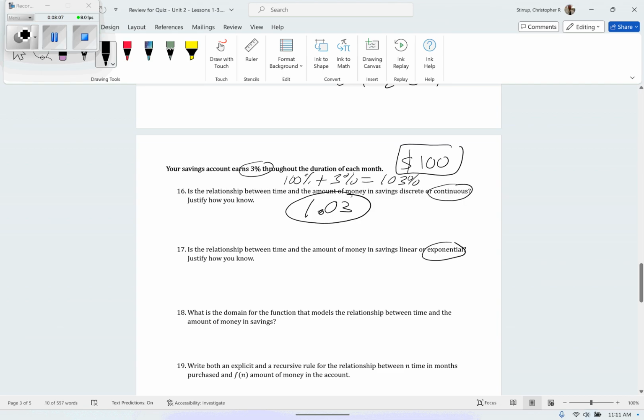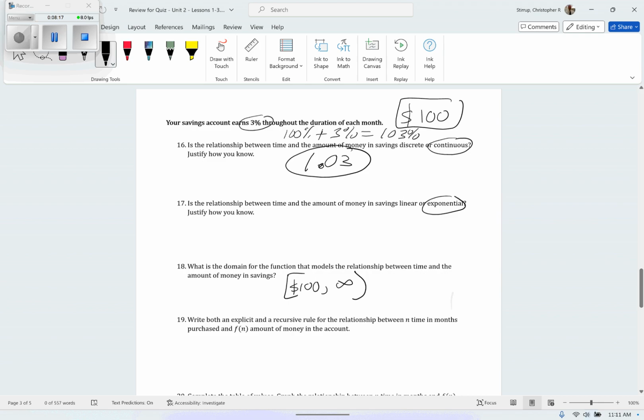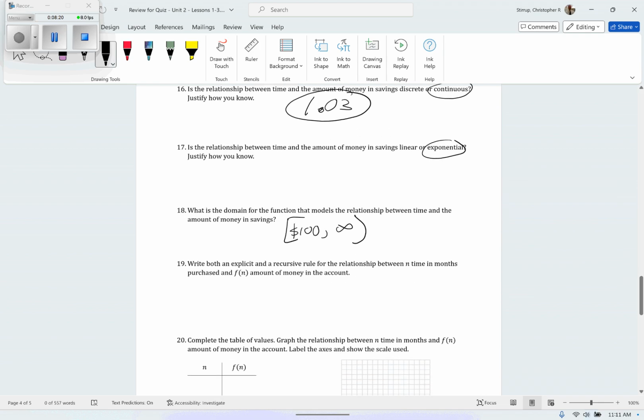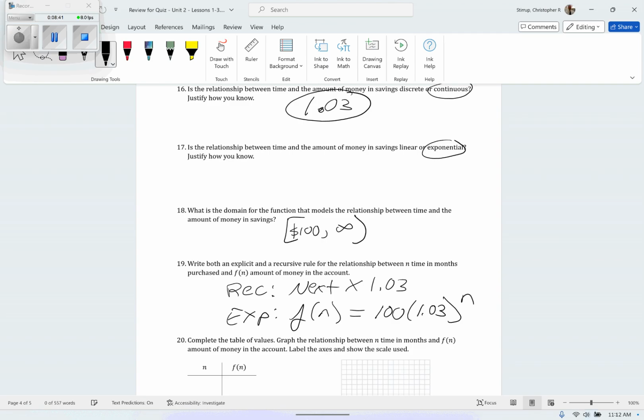What is the domain? Well, it looks like I started at 100, and it's going to go up to infinity. Okay, is it really going to go to infinity? No, but theoretically, that's mathematically where it takes place. Write the explicit and a recursive. So a recursive is going to be next times 1.03. And the explicit is going to be f at n is equal to, we started out with 100, we're growing at 1.03, and we're raising that to n.